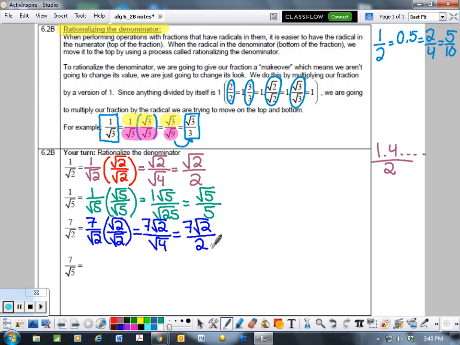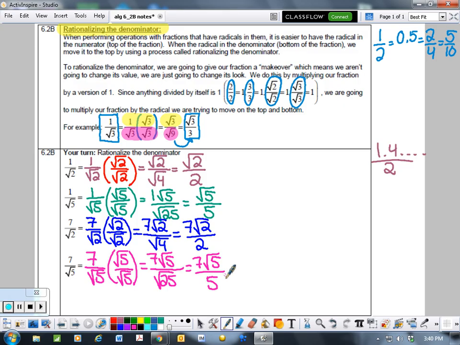So our next one, 7 over the square root of 5. So I want to get rid of the square root of 5. So I times by square root of 5 over square root of 5. So then on the top I get 7 square roots of 5. Again, I can't combine them because one's a square root and one isn't. And on the bottom, square root of 5 times square root of 5 is square root of 25. Now we should know that the square root of 25 is really 5. So this is 7 square roots of 5 over 5.